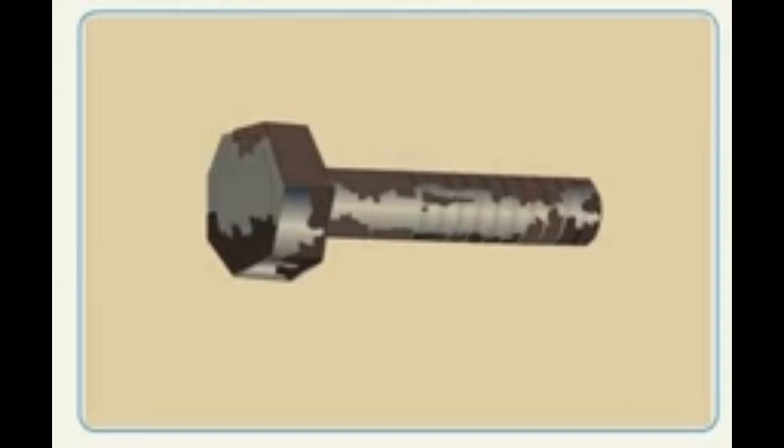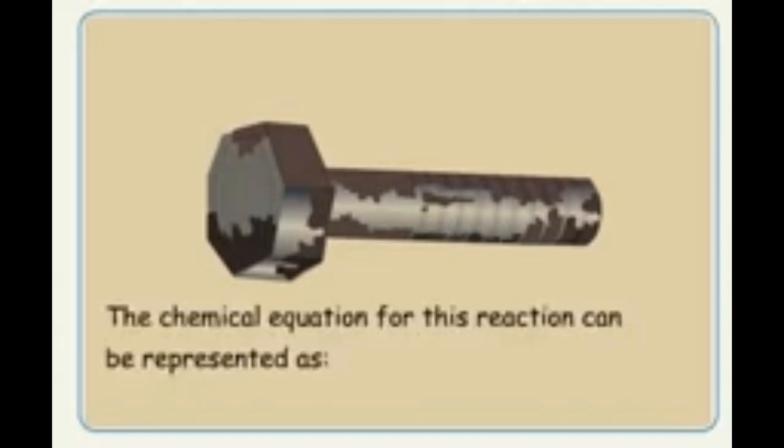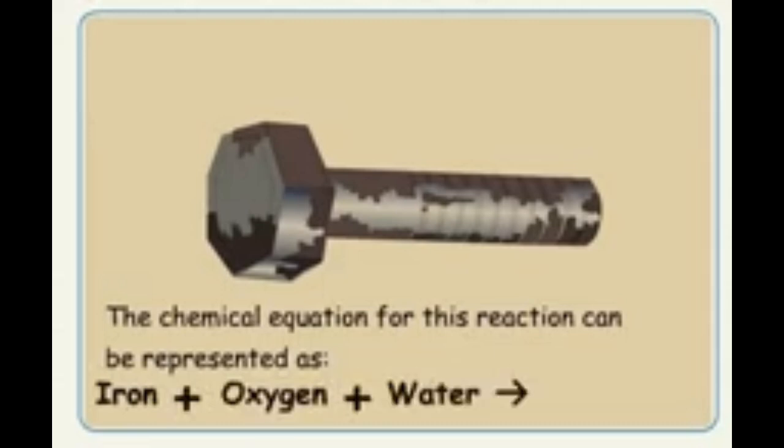an oxidation reduction reaction. Iron loses electrons in the presence of water, and oxygen is reduced by gaining electrons in the presence of water. This could be chemically represented as iron plus oxygen plus water to give iron oxide, that is the rust itself.